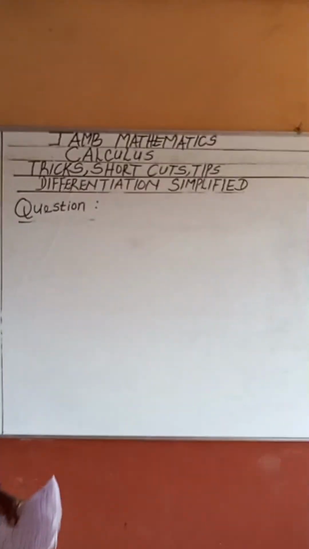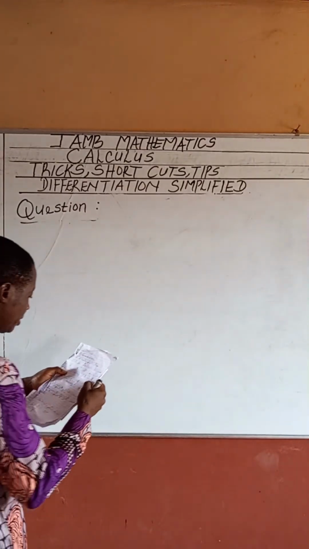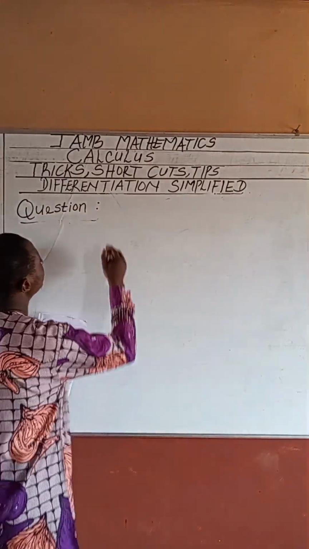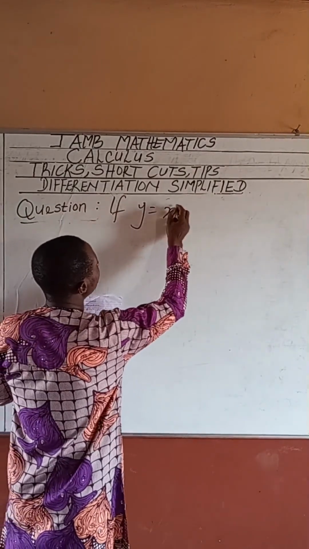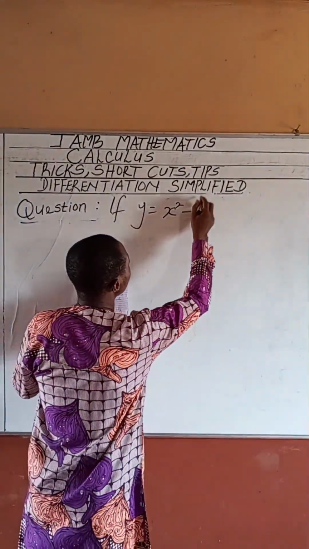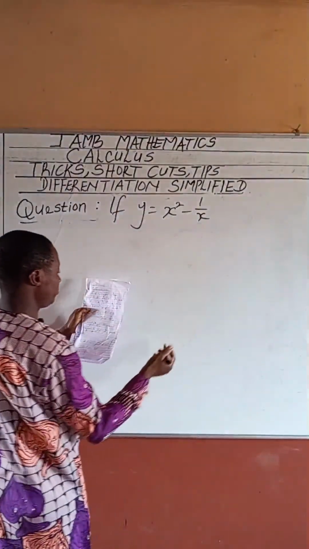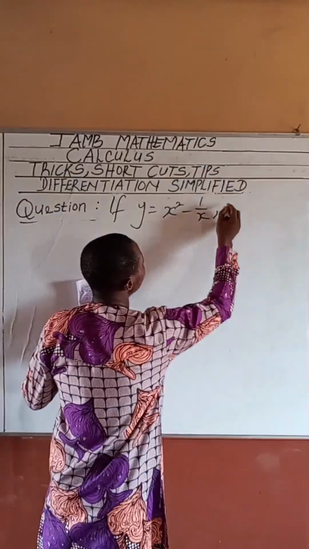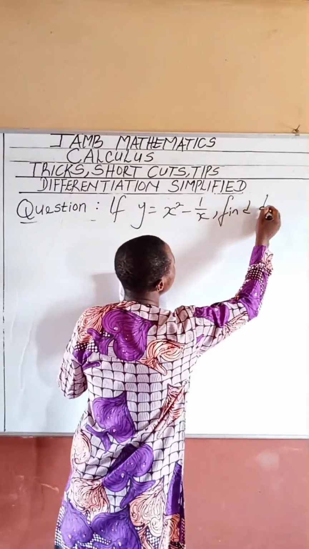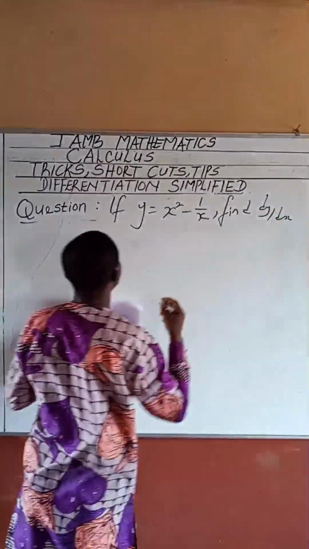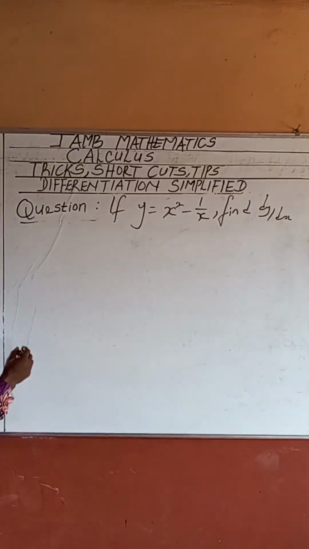Let me show you something here. Here we are given that y equals x squared minus 1 over x, and we are told to find dy/dx. Find dy/dx. So that's what we are told to find.